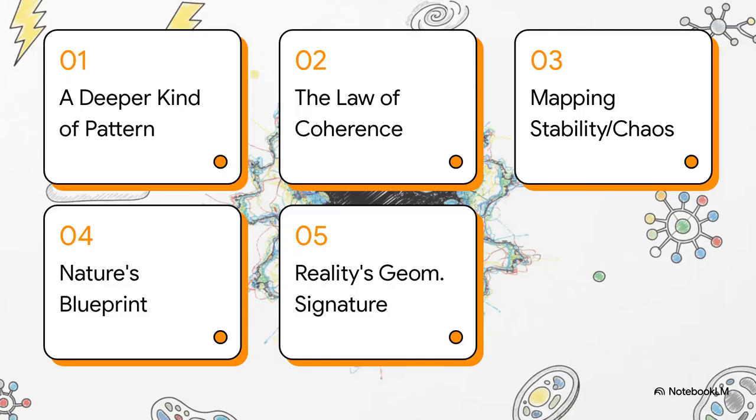So, here's the plan. We're going to start by looking at these patterns in a whole new way. Then we'll dig into the universal law that's supposedly running the show. After that, we'll figure out how to read its map, see where this blueprint pops up all around us, and finally, get our heads around what might just be the geometric signature of reality. It's going to be a trip.